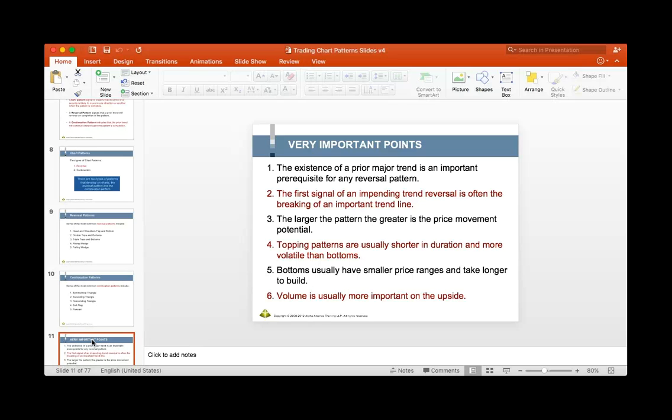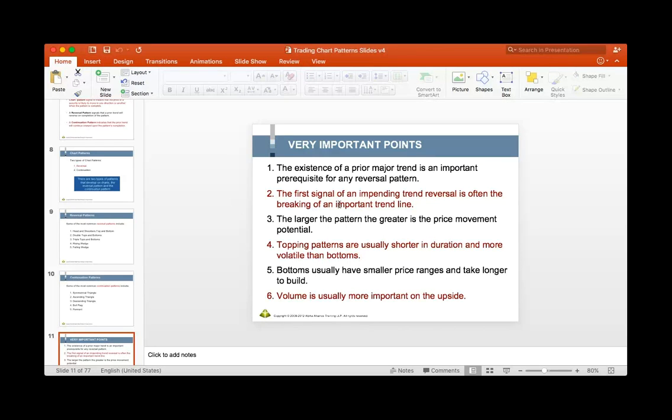Let me go through this very important slide. This is maybe the most important slide in the whole presentation today. Number one, when you want to look for a chart pattern, the first thing is the existence of a prior trend. The existence of a prior trend is important. Why? Because only when you know what the prior trend is can you know what is going to happen next.